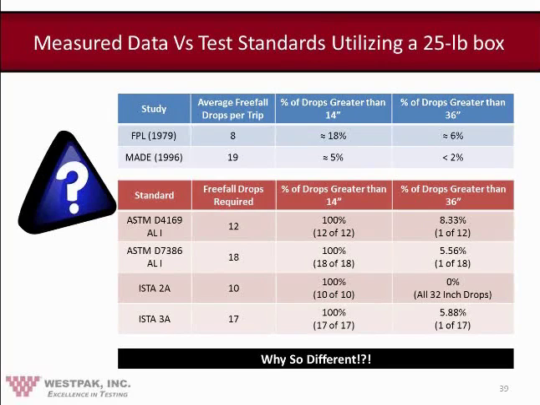If you look at the 14-inch column, every single standard has 100% drops over 14 inches. And if you look at the percentage of drops over 36 inches, 4169 has 8.33%, 7386 has 5.5%, and ISTA 3A has 5.8%. ISTA 2A actually has 0% because all the drops are from 32 inches.